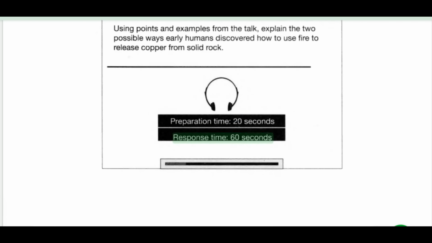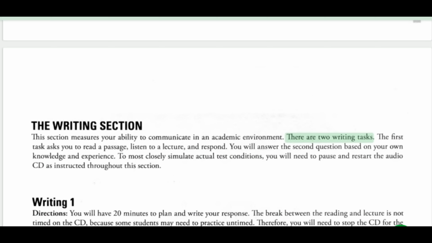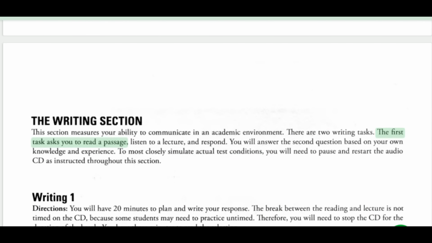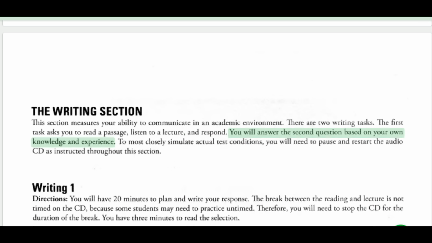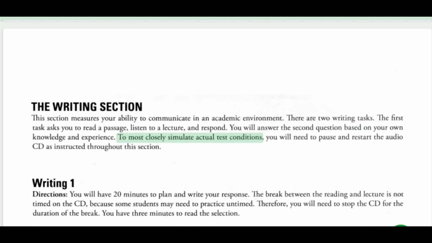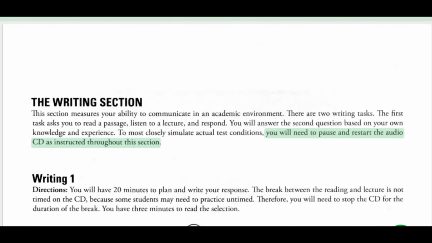The writing section. This section measures your ability to communicate in an academic environment. There are 2 writing tasks. The first task asks you to read a passage, listen to a lecture, and respond. You will answer the second question based on your own knowledge and experience. To most closely simulate actual test conditions, you will need to pause and restart the audio CD as instructed throughout this section.